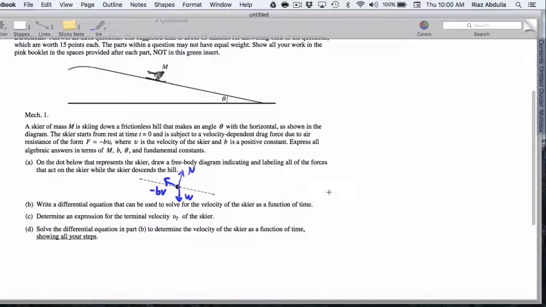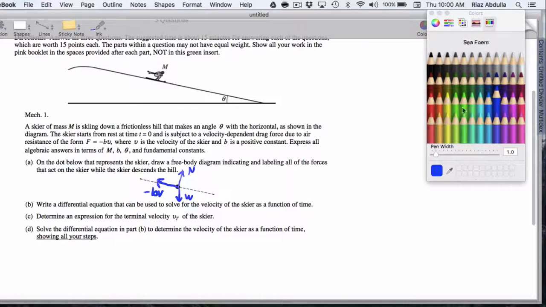Now, when we actually write down the differential, I don't like how I drew that. Let's actually draw it along this line here, which is how it should be. So negative bv like that. Now, let's be clear, the weight gets split into two components. We're going to have an mg sine theta component here and an mg cos theta component here.